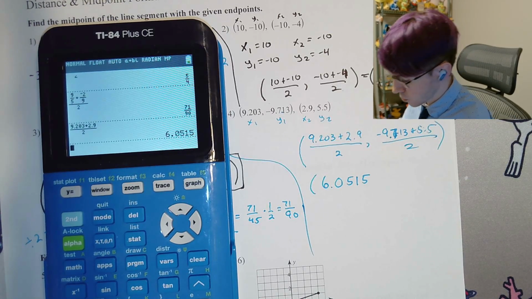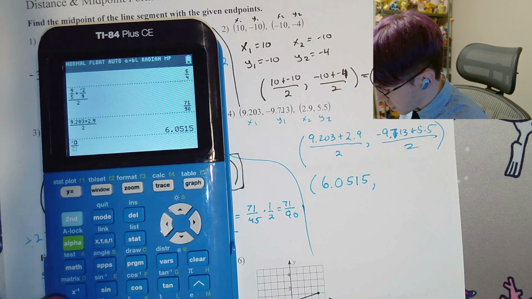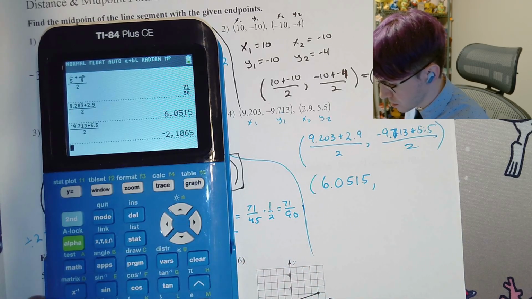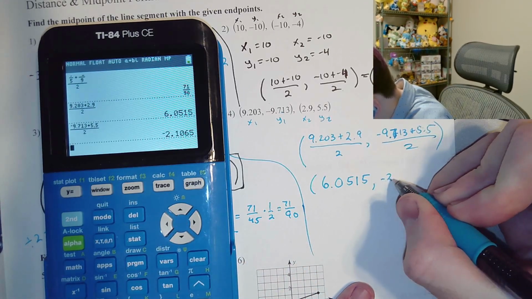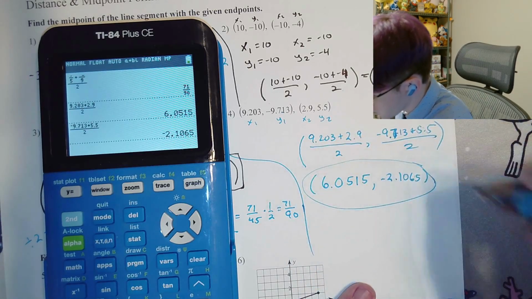All right, after that, alpha y equals enter, and then we have negative 9.713 plus 5.5 divided by 2, and we get negative 2.1065, and that is all she wrote.